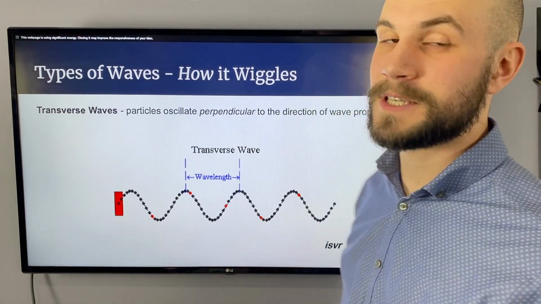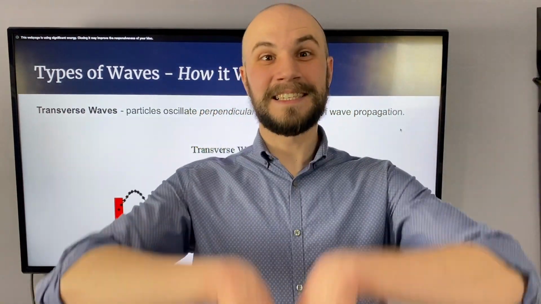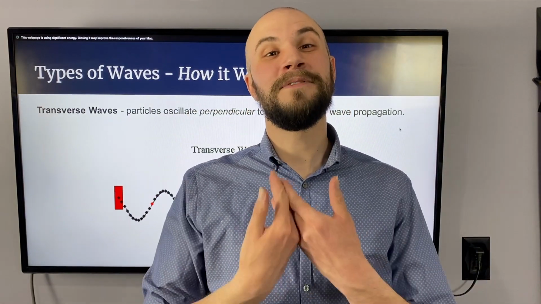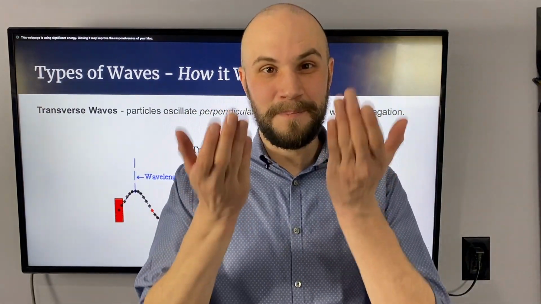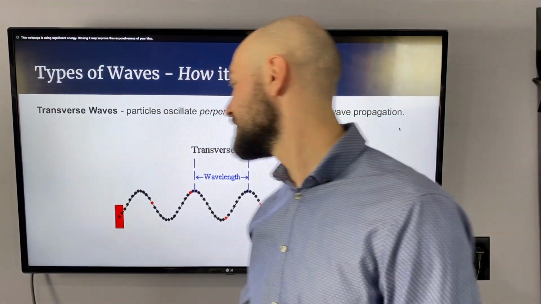If you've ever been to a sports game and they say, hey, do the wave, and everyone sits down, they wait for the wave to come and they stand up, come down, that would be an example of a transverse wave. We're moving up and down as the wave propagates horizontally around the whole field.